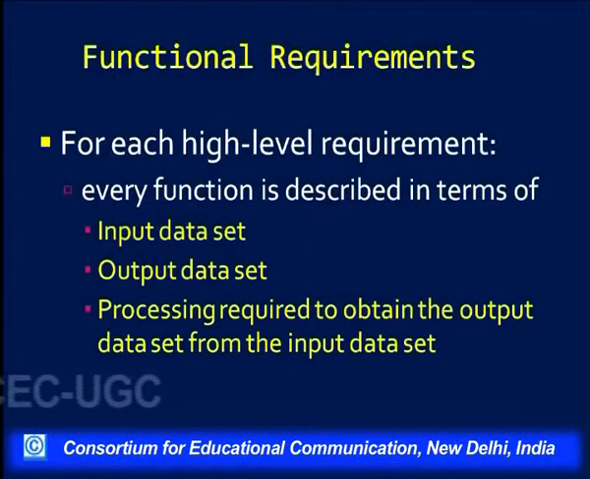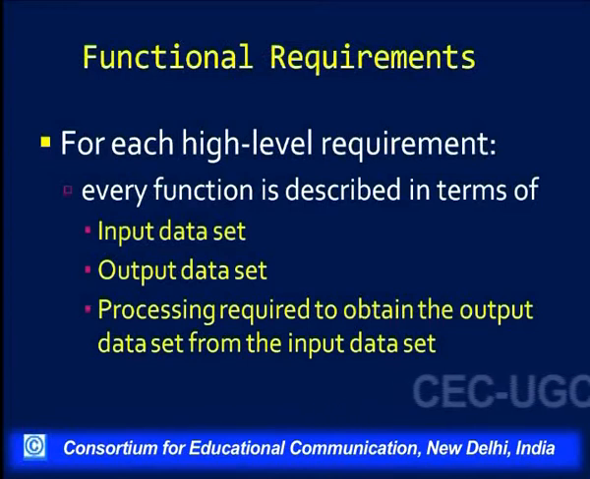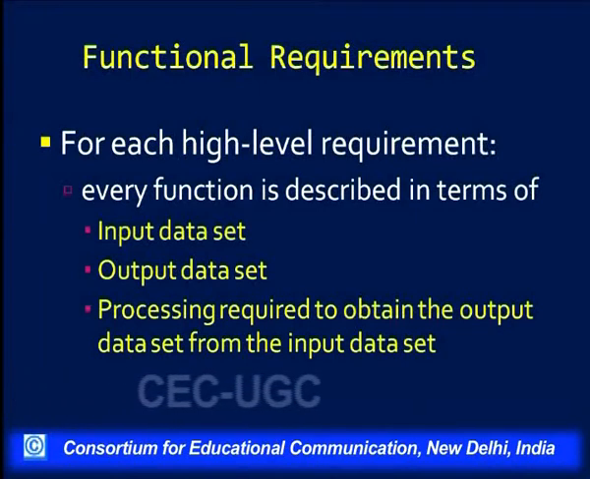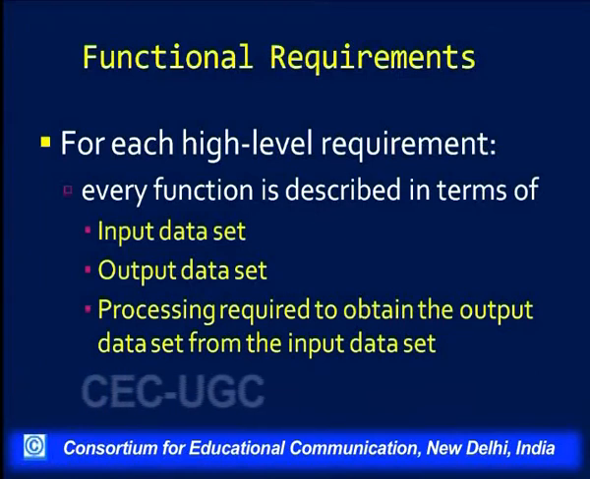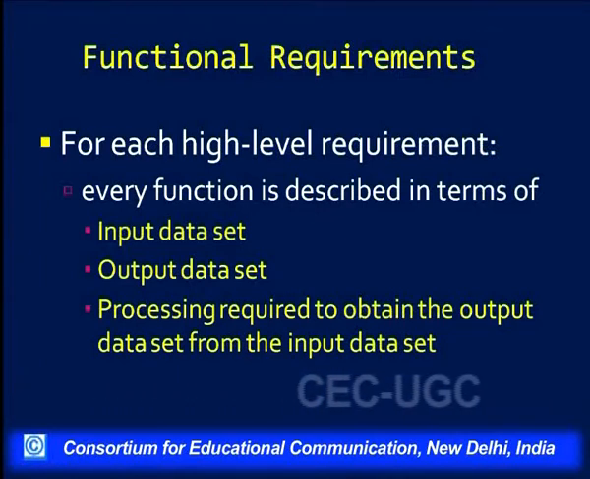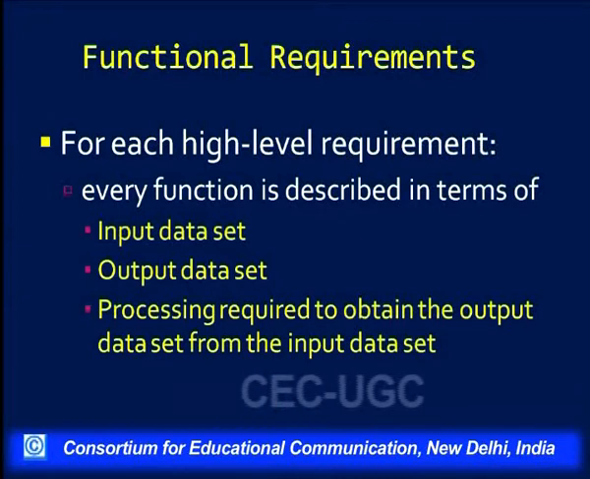For each high level requirement, every function is described in terms of the input data set, the output data set, and the processing required to obtain the output data set from the input data set. So it only talks about the transformation of the input to the output, and what processing the data will undergo as part of the software program. These requirements are very clearly defined, and there is very little ambiguity in them, because, as we are saying again and again, these are user specified requirements.